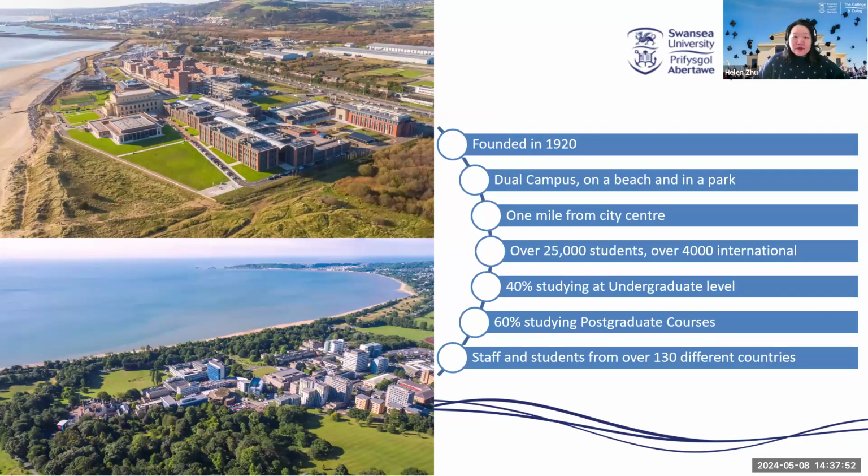Thank you, Gareth. So as you can see here, we are a dual campus university, and both campuses are fairly close to the beach. Although we have the best location between 2 campuses, our academic building is literally on the beach. Swansea University itself was founded in 1920, so we've only celebrated our 100 years centenary in recent years. There are over 25,000 students and over 4,000 of them are international, so it's quite a good mix.